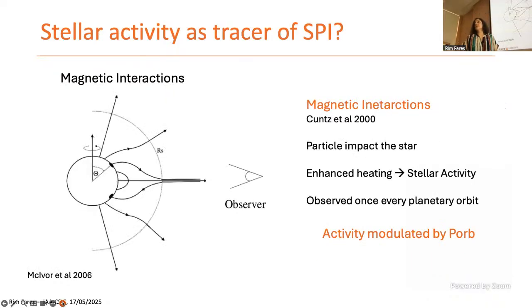It was also suggested that if you have magnetic star-planet interaction, so you have the planet connecting to the magnetic field of the star, then you as an observer will see it once in the orbit; the planet moves and comes back, then you see it again. So the modulation will not be by the rotation of the star, it will be by the orbit of the planet.